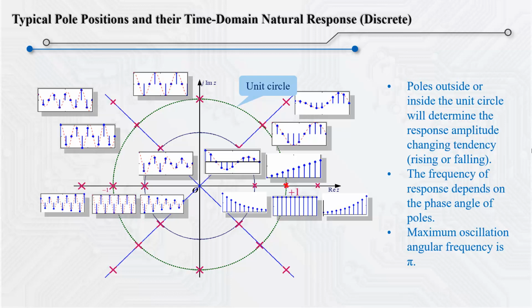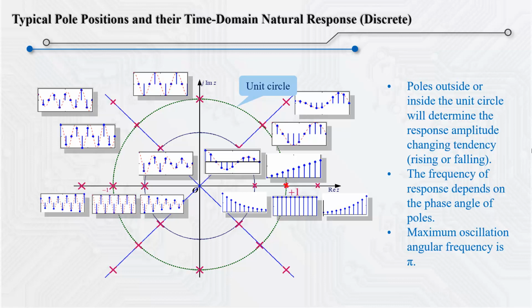Let's start with the poles whose phase angle equals 0, which means the poles are on the positive real axis. If the pole is a positive real number less than 1, then its corresponding response pattern has an amplitude falling exponentially. If the pole is a positive real number equal to 1, there will be a response pattern with a constant amplitude. If there is a positive real pole greater than 1, then the response will rise exponentially. If there is a second-order pole which equals 1, the corresponding response pattern will be a unit ramp.